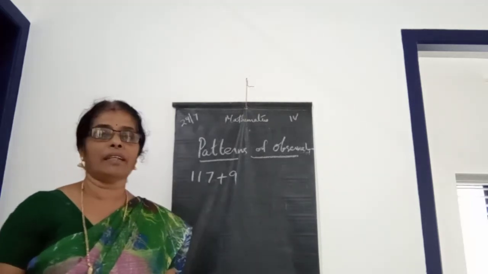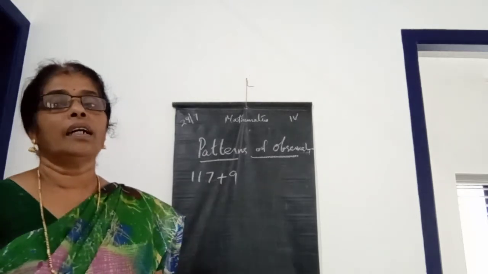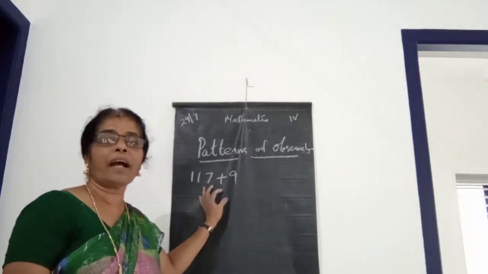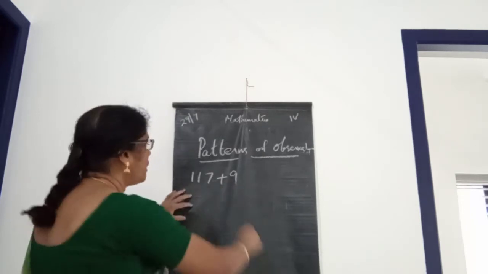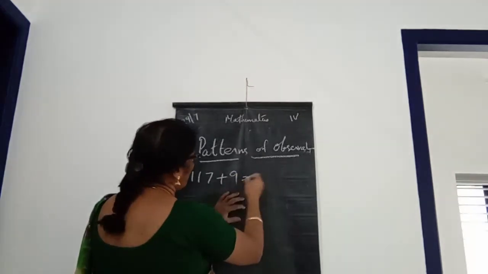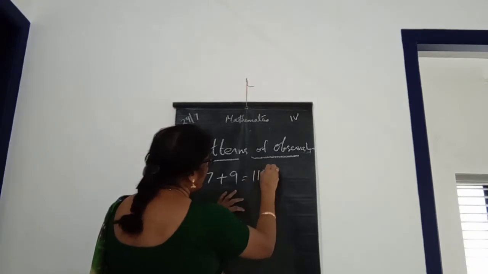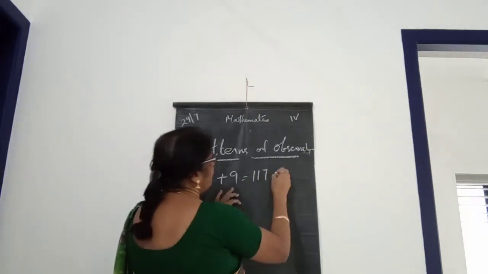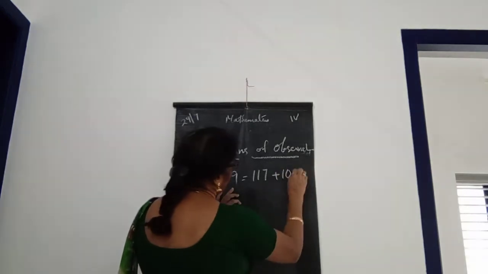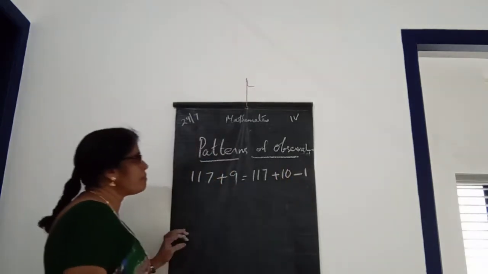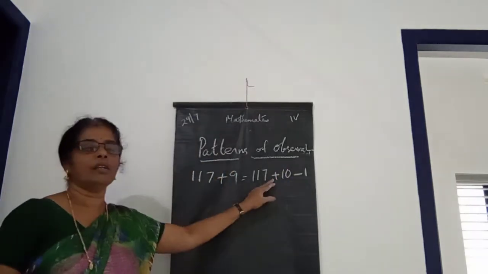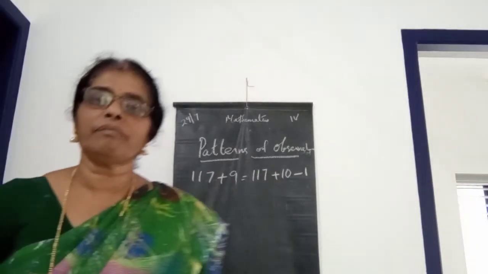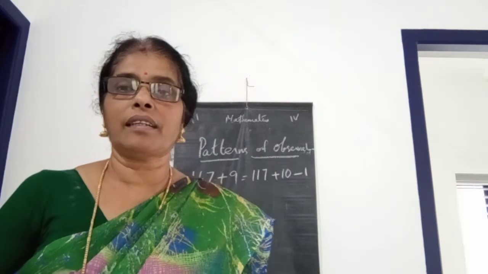117 plus 9. You have to add the number 9 to 117. Instead of adding 9, you can do it by patterns of observation. 117. This 9 becomes 10 minus 1. What is 10 minus 1? 10 minus 1 is 9, isn't it?